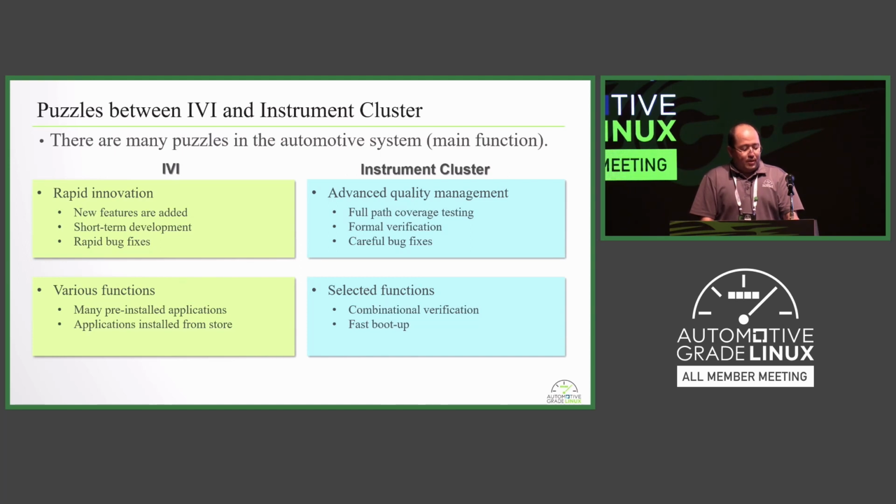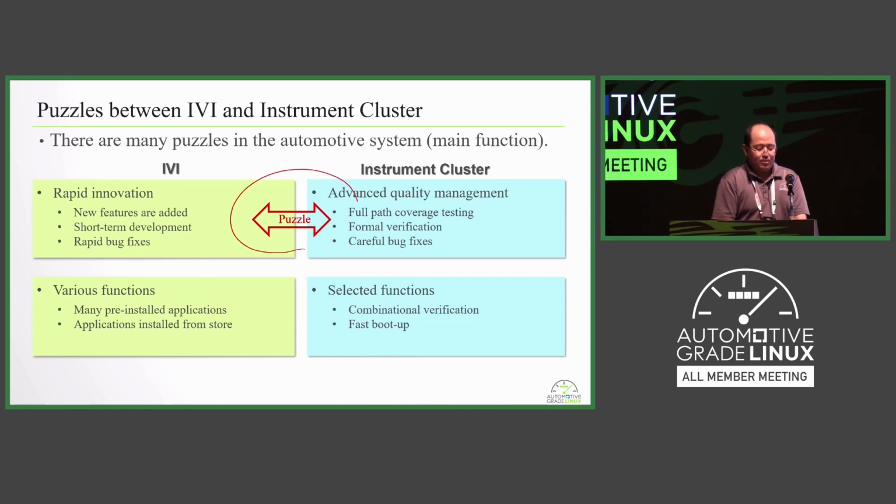The IVI part requires rapid innovation: new features are added, short-term development, and rapid bug fixes. These are typical IVI-side requirements. The instrument cluster side requires advanced quality management, for example full path coverage testing, formal verification, and careful bug fixes. These are the first puzzle between IVI and the instrument cluster.